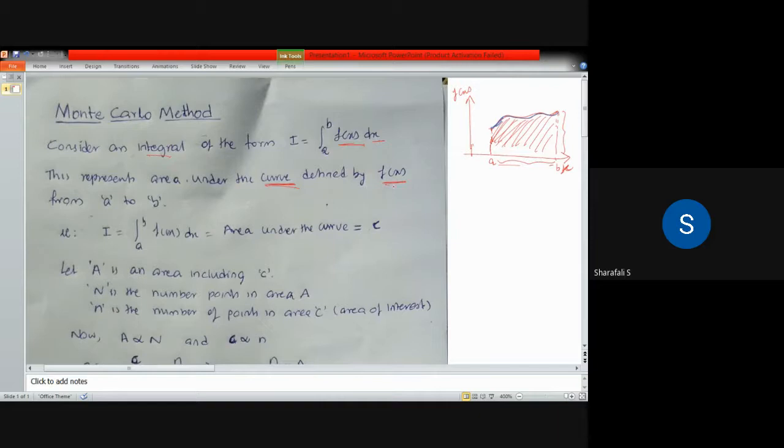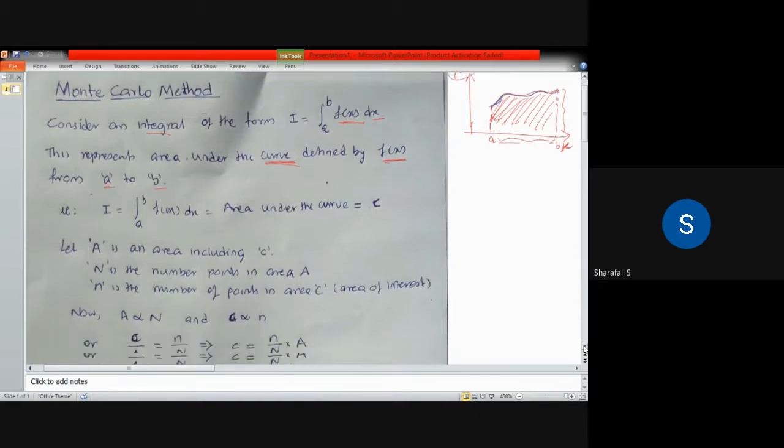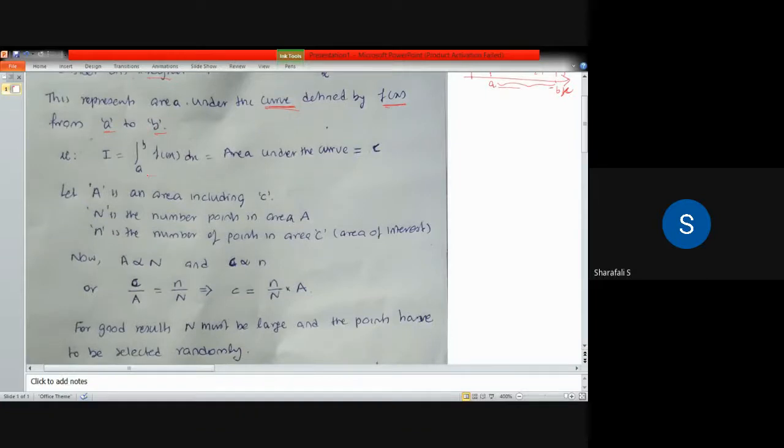Integration of this function f of x from a to b dx will give you the area under that particular curve within this limit a to b. So this integral is nothing but the area under the curve, and that I have denoted with letter C. That is the area under that particular curve.